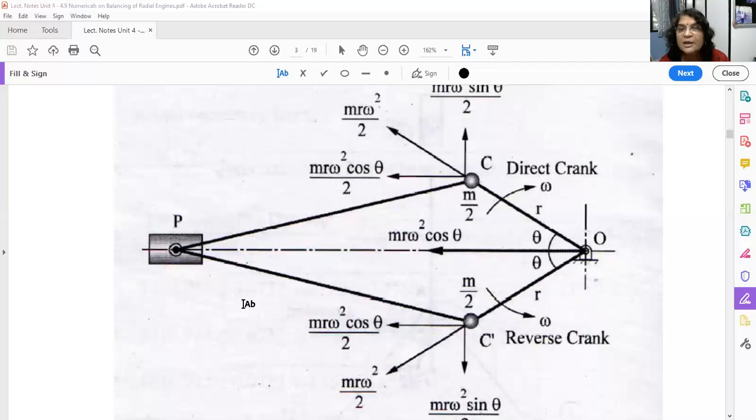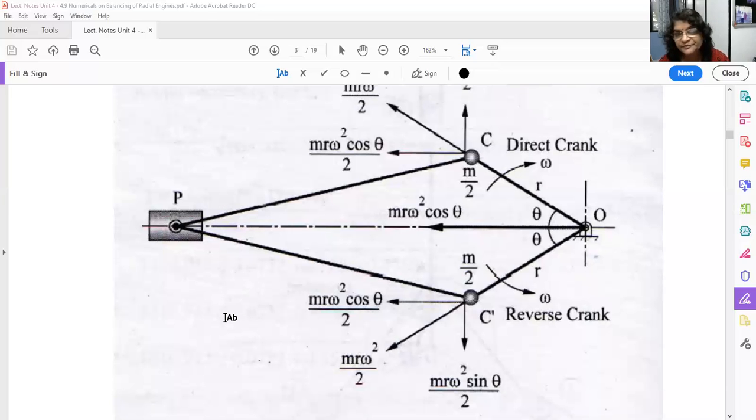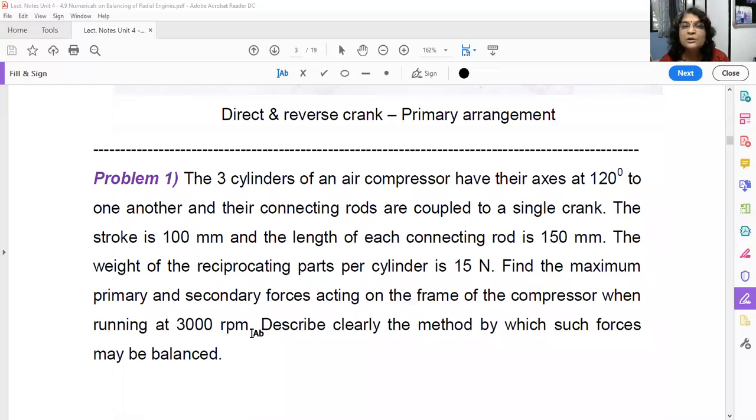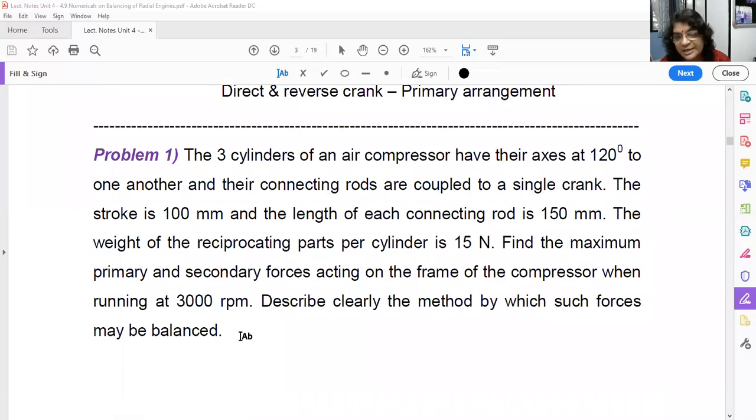Now here we are going to study how to apply this concept to multi-cylinder radial engines, that means two or more cylinders arranged radially. Through the problems only we are going to study it. So let us see the first problem.